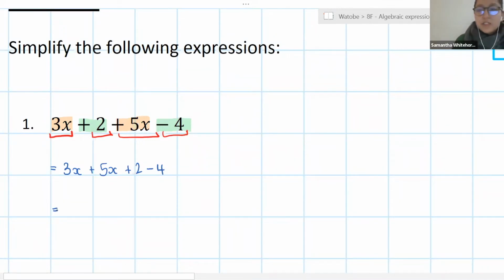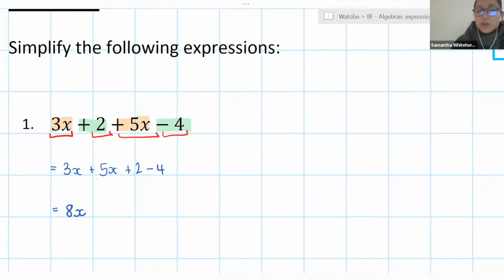So if I start with the x's, 3x plus 5x, what you need to think of it as, I've got 3 x's in one hand and 5 x's in the other. And if I put them all together, how many x's do I have? Well, I've got 8 x's. Okay, so 3x plus 5x is 8x. And then I go and subtract the 4. So I've got a 2 minus 4.